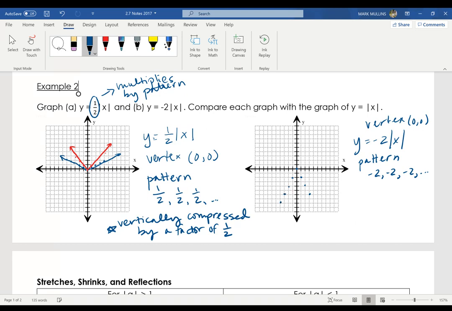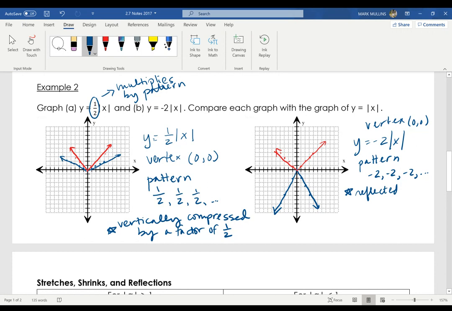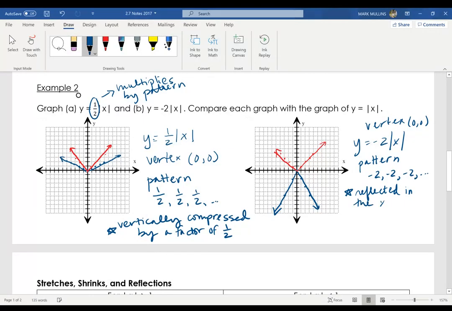So again, I am multiplying in my y direction only. I am not changing anything in my x direction right now. And we'll go ahead and graph that parent function again, just so we can really compare. So we can see now that our graph was flipped upside down. So we're going to call that reflected in the x-axis. So really it's over the x-axis, right? But we call that in the x-axis in math.